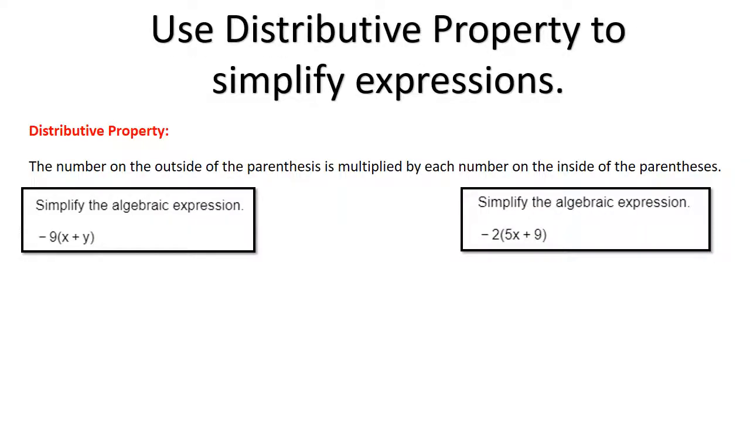Now you can also use what we call the distributive property to simplify expressions. The distributive property simply takes the number on the outside of the parentheses and multiplies it times each term inside the parentheses. So if I have 9, I multiply that times x and y. There's really nothing to multiply here, so I simply call that negative 9x, negative 9y. The sign carries through. On the second example, negative 2 times 5 and negative 2 times 9. Well, negative 2 times 5 does equal negative 10x, and negative 2 times 9 is negative 18.